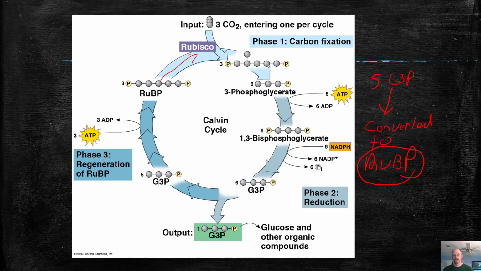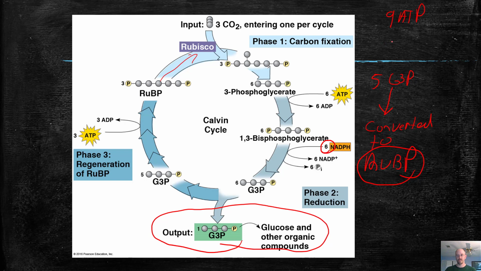Okay, so we can see here that to make 1 G3P, we've had to utilize 9 ATP, and we've had to utilize, let's look, 6 NADPHs. So we need more ATP than NADPH, which is why we had cyclic electron flow earlier, right?